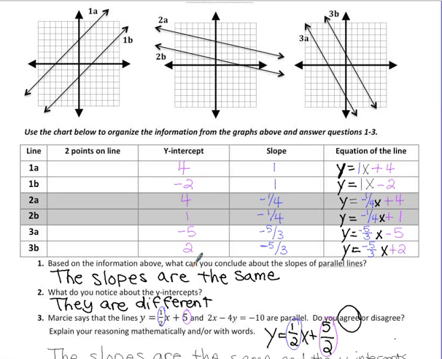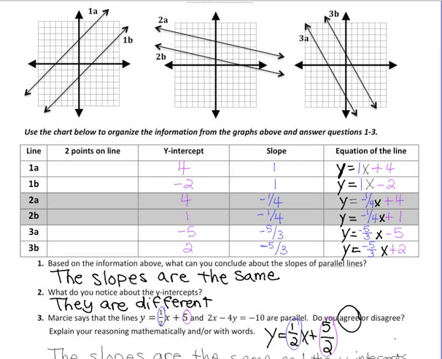If I have the same slope and same y-intercept, that is the same line. That is not parallel lines. Those are the same lines, okay? So we need to make sure that we're looking at that accurately. Then number 3, Marcy says that the lines y equals 1/2 x plus 5 and 2x minus 4 equals negative 10 are parallel. Do you agree or disagree?